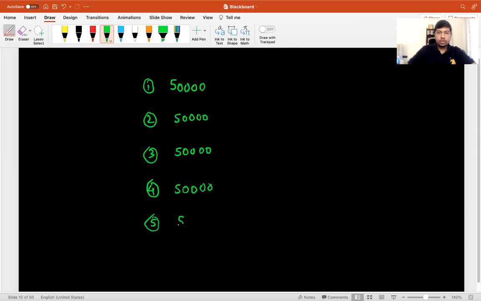Then how does the math work? So what is happening? You're investing this cash flow and you want to calculate the future value after 5 years, assuming the rate of return is 10%. Then how do we calculate?